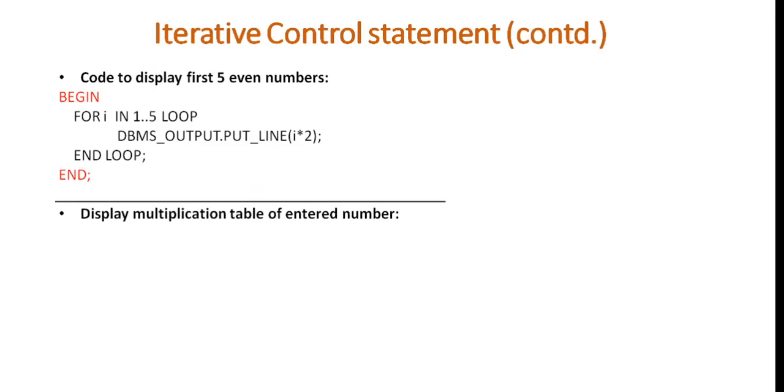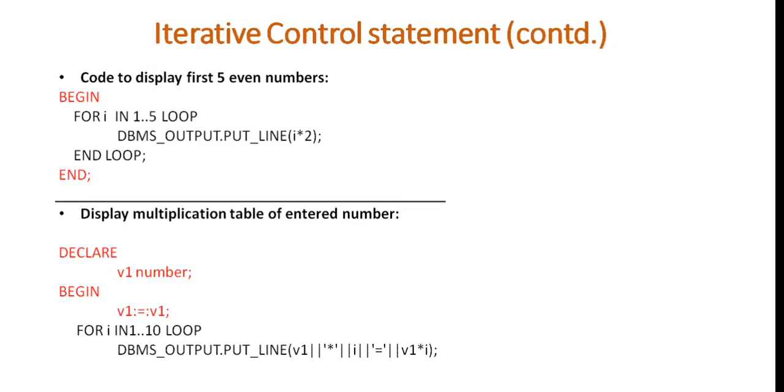Okay, now we'll see another example to display a multiplication table for an entered number. So in the declare section we are declaring one variable, that is v1, which is of number type. In the begin section we are reading the value of v1, that is the number for which we want to display the multiplication table. And now our for loop is for I in 1 to 10. Okay, means we want to display the multiplication table up to 10 by using range 1 to 10.